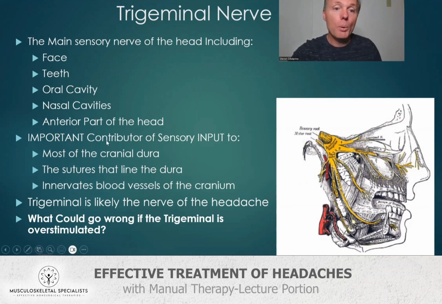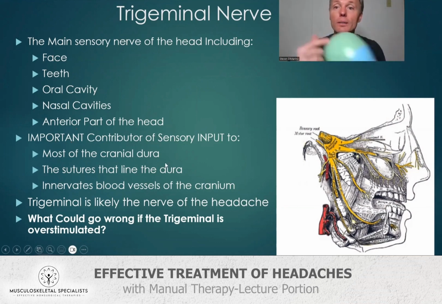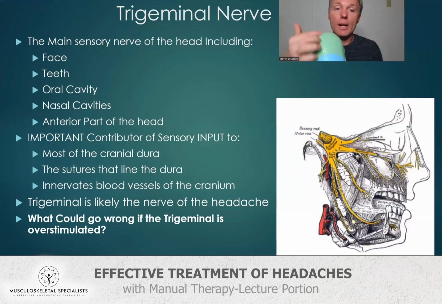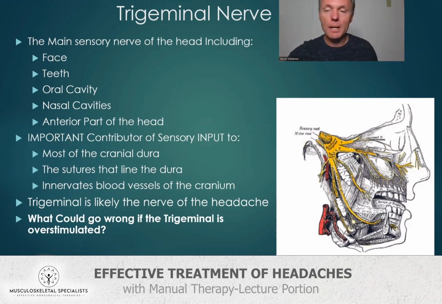Okay, so it's an important contributor of sensory inputs to the dura. Trigeminal, it's sensory input to the dura. There's your pain. The sutures that line the dura, we're going to treat those. That's the first class. We're going to treat those. And it innervates the blood vessels of the cranium. We're going to treat those. And so the trigeminal is it, right? It's kind of the master nerve of your head, and it connects directly to the vagus nerve in your brain.